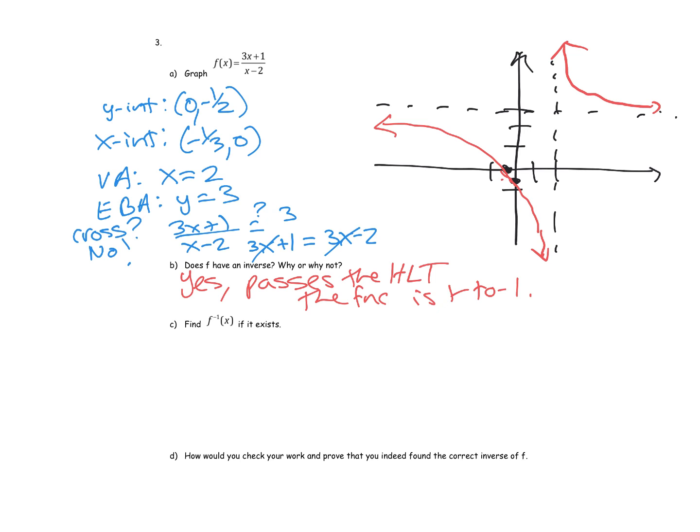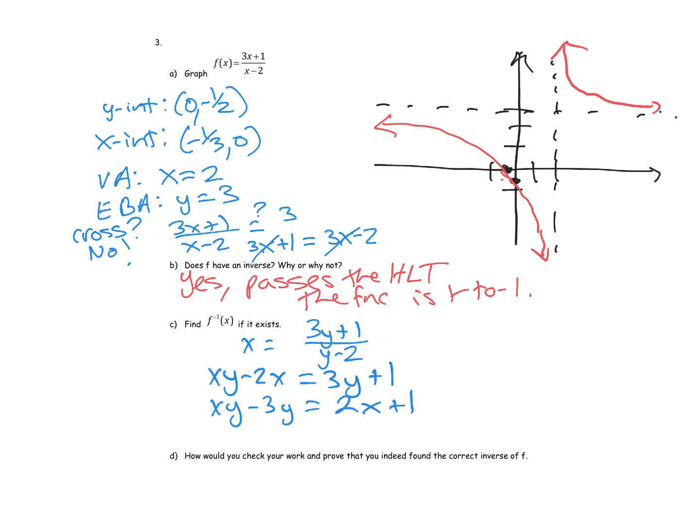So we're going to switch x and y. So x equals 3y plus 1 over y minus 2. Now we've got to isolate y. So if I multiply both sides by y minus 2, I get xy minus 2x equals 3y plus 1. So notice y is in more than one term. So in order to isolate y, you want to get everything with y on one side and everything that does not contain a y on the other side. And then here, notice on the left, I could factor out a y. And now I divide both sides by x minus 3, and I've got my inverse is equal to 2x plus 1 over x minus 3.